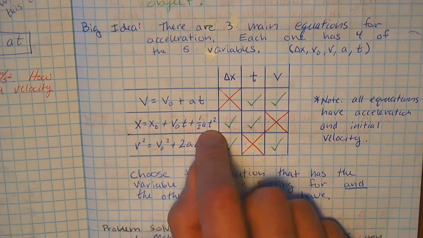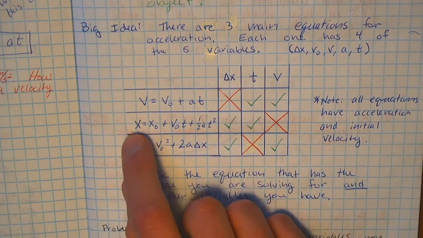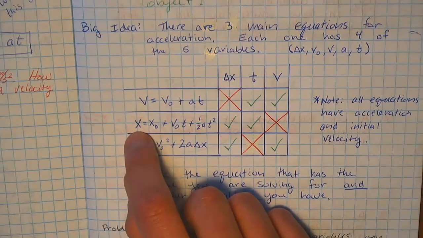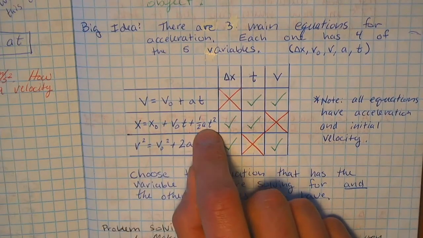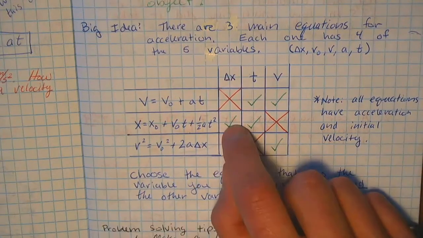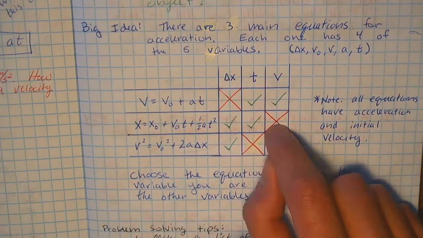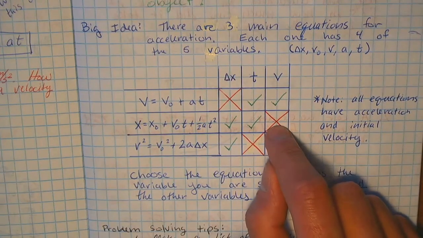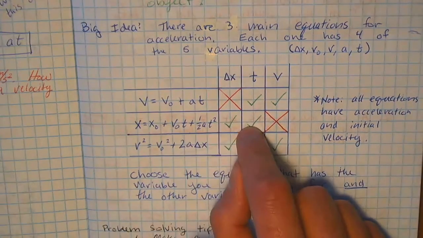at squared. So that would be if maybe you wanted to know how far something has gone after a certain amount of time. So this one would relate distance to time for an accelerating object. So it's got your displacement, it's got time, it does not have final velocity. So if you're looking for final velocity, this one's not very useful for you.